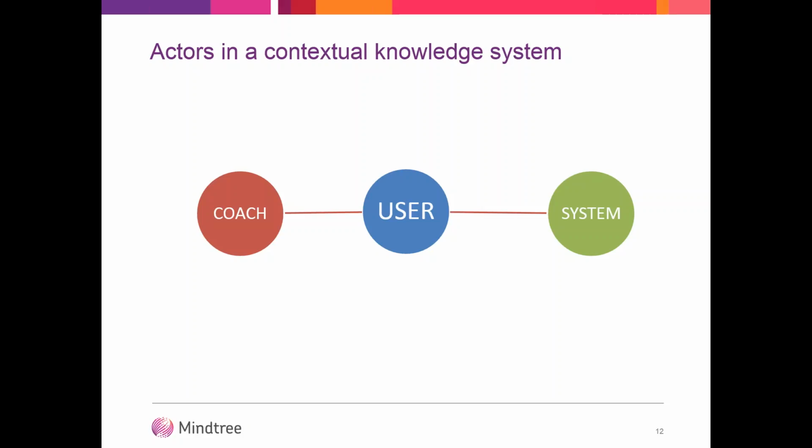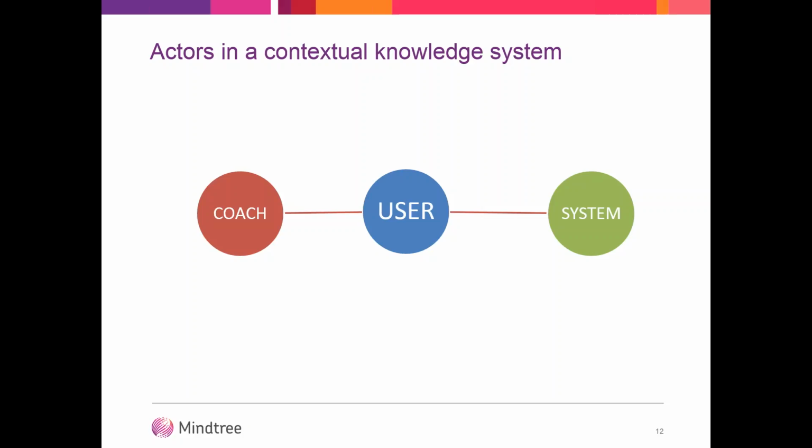So based on all these things, the coach and the system together provide information and knowledge which enables the user to take the right action, to make the right decisions. So that is the essence of a contextual knowledge system. But I would still represent the user as the center of that.